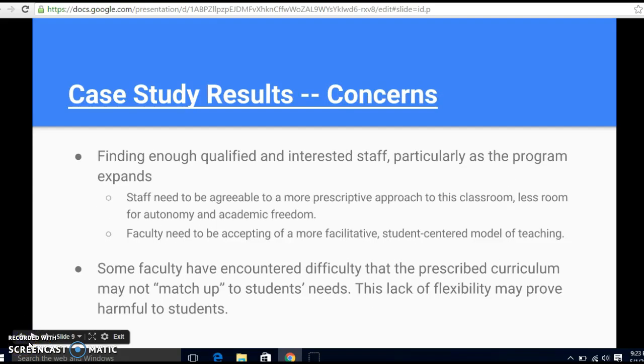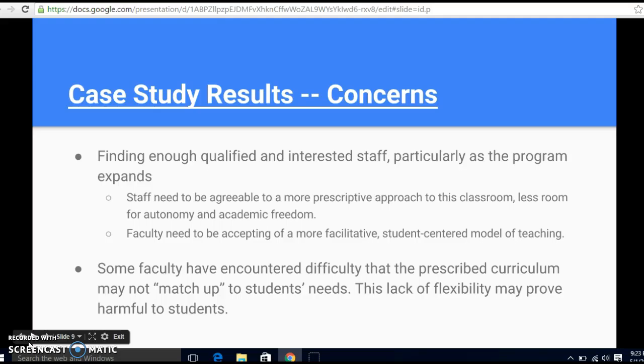But as with any program, it is not without its concerns. There has been some concern about finding enough qualified and interested staff, particularly as the program looks to expand in the very near future. An important point about ALP is that staff need to be somewhat agreeable to a little bit more prescriptive approach to the classroom, with a little less room for autonomy and academic freedom. Likewise, faculty need to be accepting of a more facilitative, student-centered model of teaching.